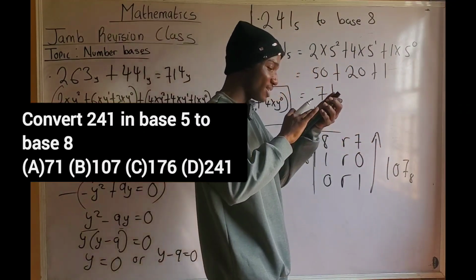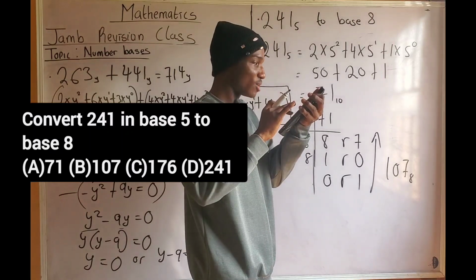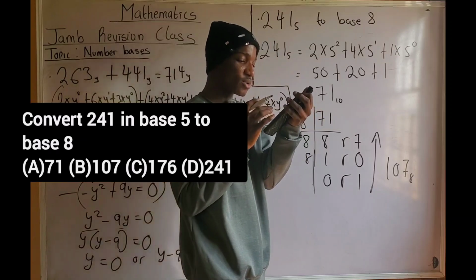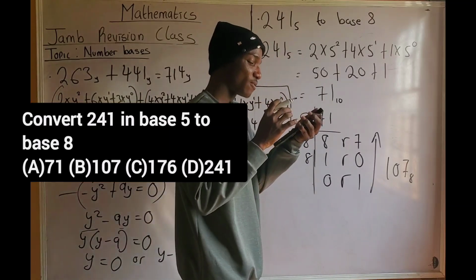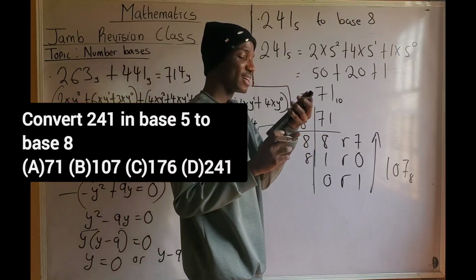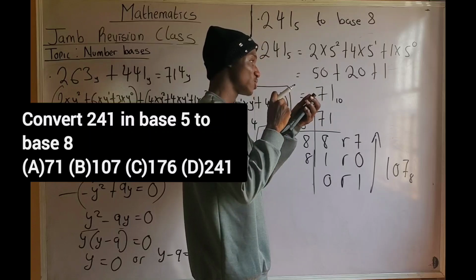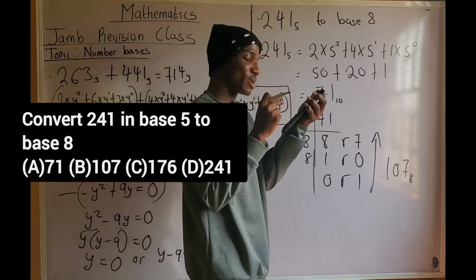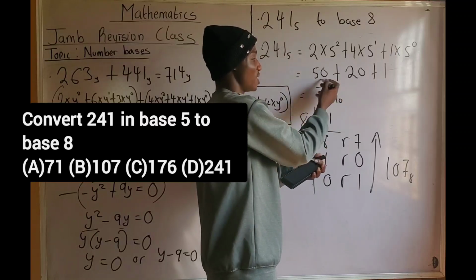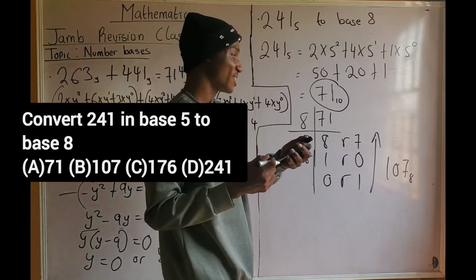Now let us check the correct option to that question. The correct option is option B, 107 base 8. All other options are false. If you stopped here, you would find an answer relating to this one, that is option A, 71 base 8. But all you did here was convert to base 10. So this 71 base 10 is not the same thing as 71 base 8. So pay attention to that.